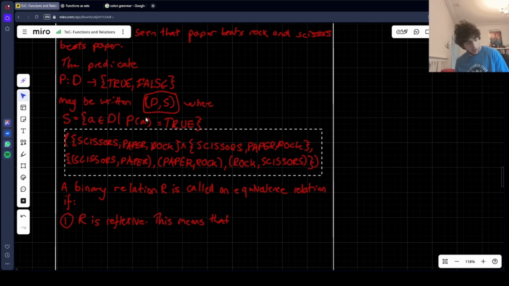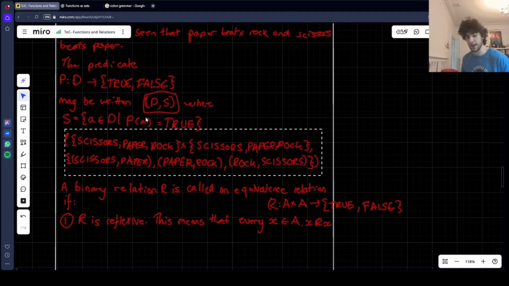What that means is that every X in your set A, because a binary relation is going to be a function from A cross A, and remember we're talking about homogeneous relations, so these two sets have to be the same, from A cross A to the set {true, false}, right? So all we're saying is that for every X in capital A, X is related to itself. So X R X. And that just means X R X equals true, right?